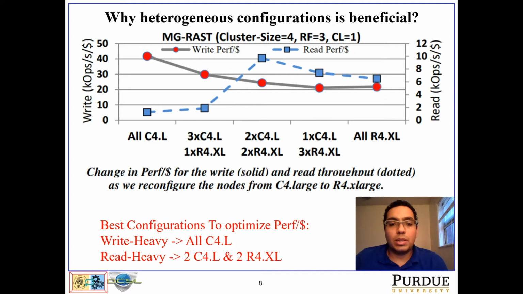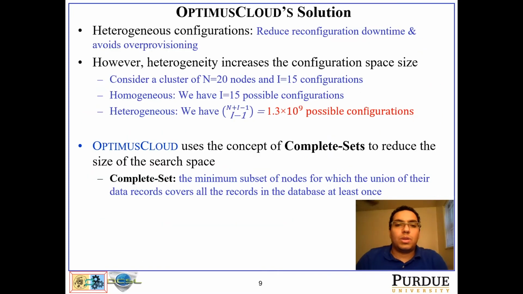We also notice that changing more nodes to R4.xlarge reduces the performance for both reads and writes. Accordingly, the best configuration is to use all C4.large for write-heavy phases of the workload, while reconfiguring only 2 servers to R4.xlarge when the workload becomes read-heavy. So heterogeneous configurations have the advantage of reducing the reconfiguration downtime, along with avoiding over-provisioning by reconfiguring the minimum number of nodes needed to achieve the best performance.